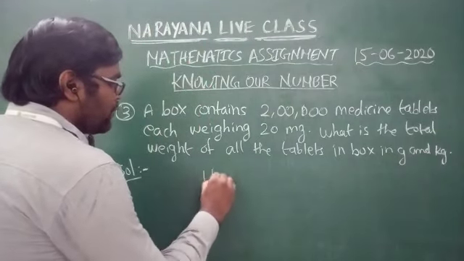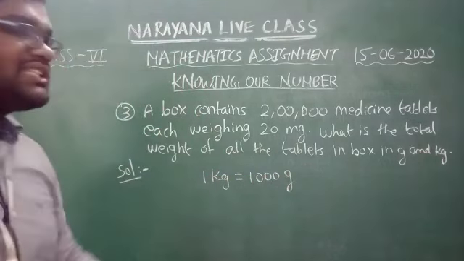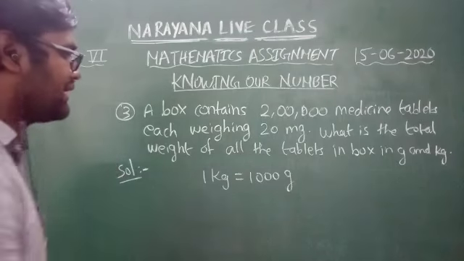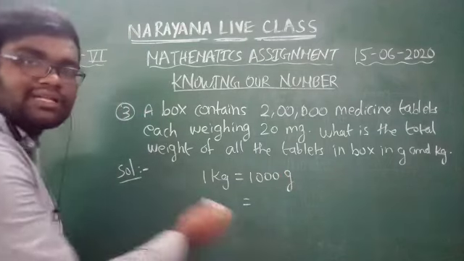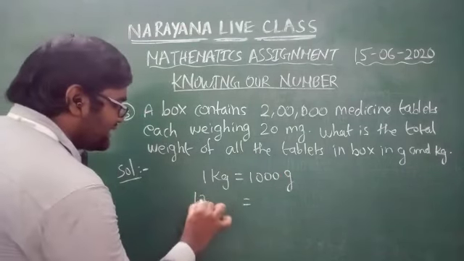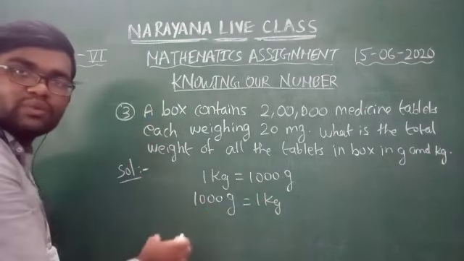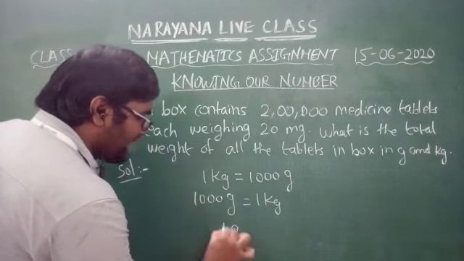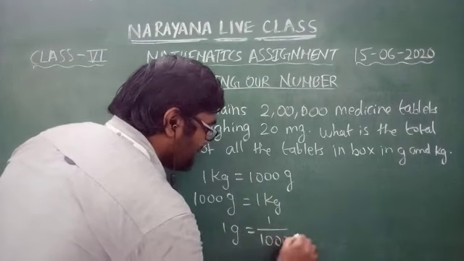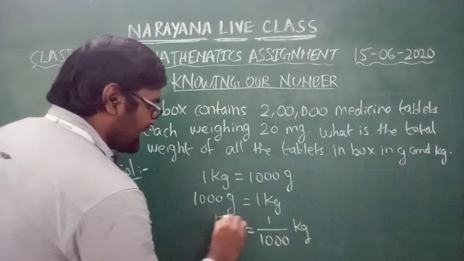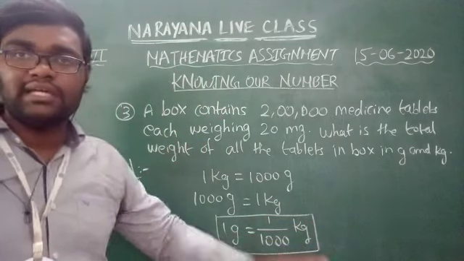Okay, we know that 1 kilogram is equal to 1000 grams. From this I want the value of 1 gram. So we can write it as 1000 grams is equal to 1 kilogram, that is 1000 into 1 gram. So 1 gram is equal to, this multiplication by 1000 becomes division, 1 by 1000 kilogram. This is what is required, and it is very important for us.